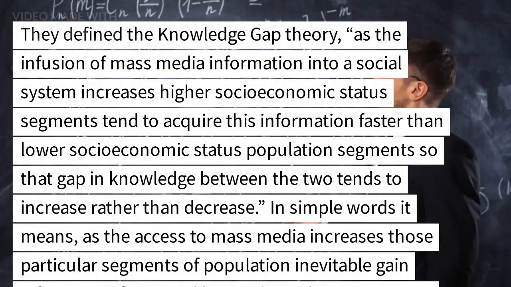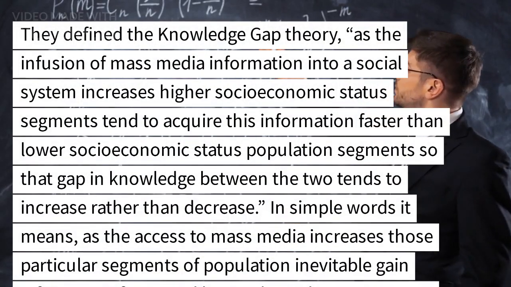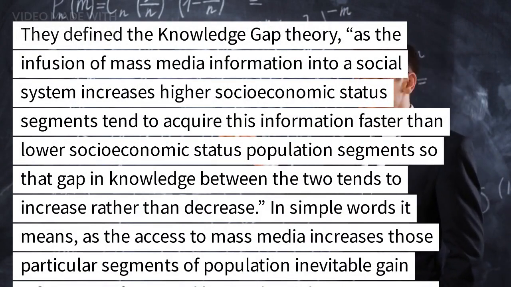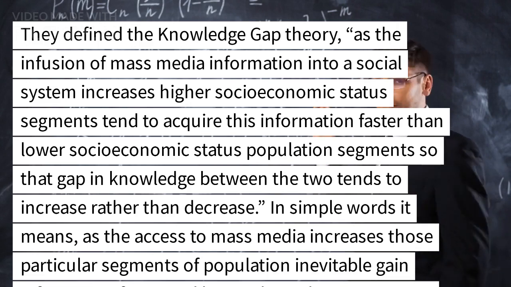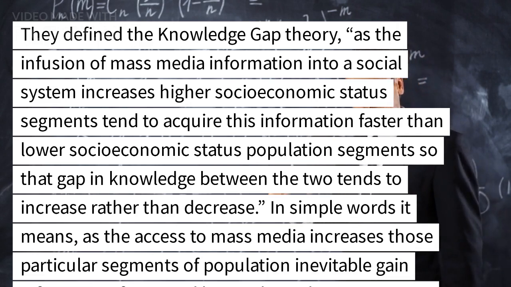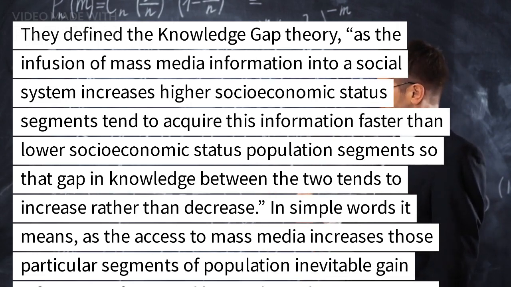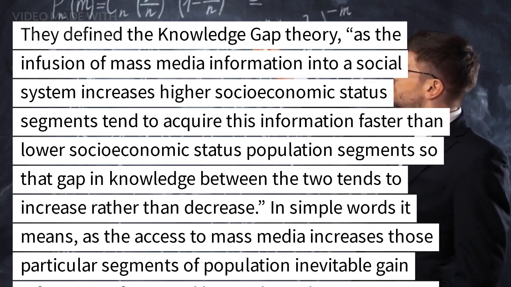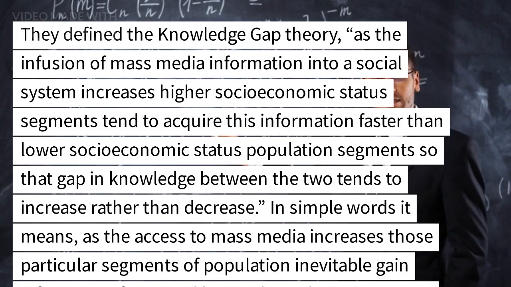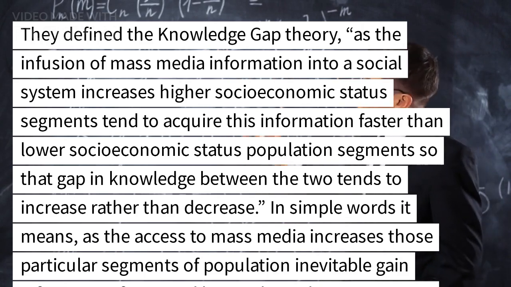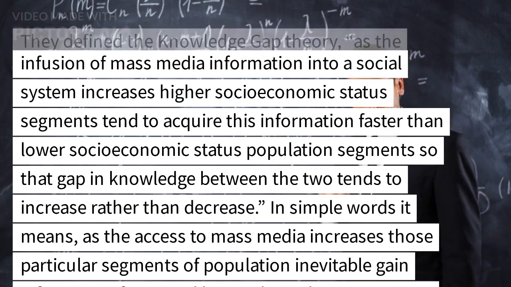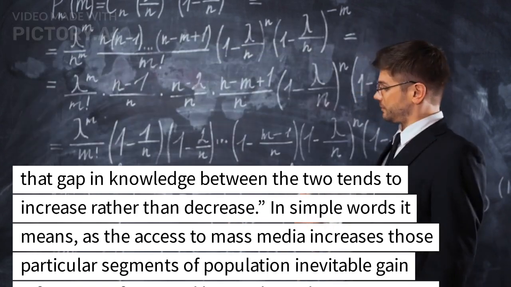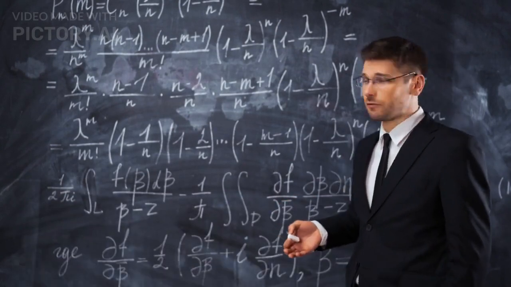They defined the knowledge gap theory as: as the infusion of mass media information into a social system increases, higher socioeconomic status segments tend to acquire this information faster than lower socioeconomic status population segments, so that the gap in knowledge between the two tends to increase rather than decrease. In simple words, it means as access to mass media increases, those particular segments of the population inevitably gain information faster, and hence the gap widens with the lower economic status of the population.